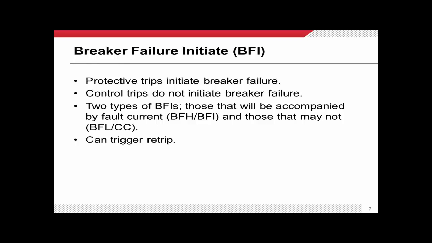Another thing that your breaker failure scheme can do is initiate a retrip. And what a retrip is, if you've got two trip coils and you wire all your protective trips to trip coil 1, and then through a different DC source, you take a contact from your breaker failure relay, as soon as you get a BFI in the relay, you'll immediately trip coil 2 out of a different DC source.